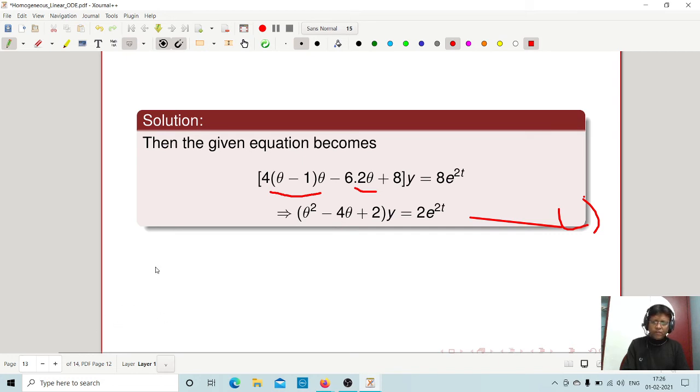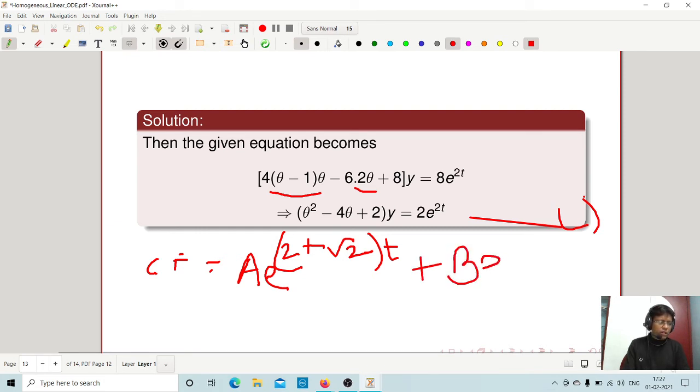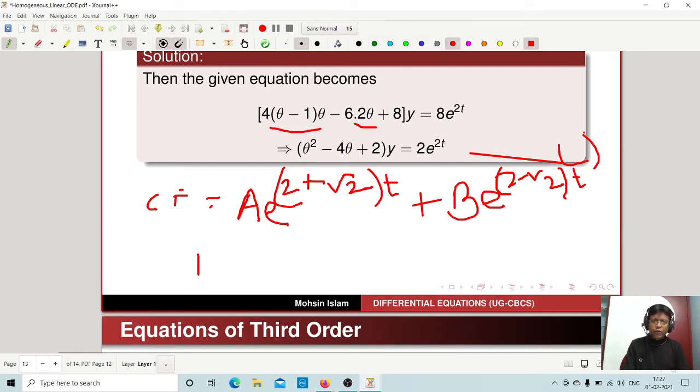So your complementary function will be like a is an arbitrary constant, e to the power 2 plus root 2 times t, right? Because you have t = d/dt, and b e to the power 2 minus root 2 times t. This is your complementary function, and you can calculate the PI, particular integral, right? 1 by theta squared minus 4 theta plus 2 into twice e to the power 2t.